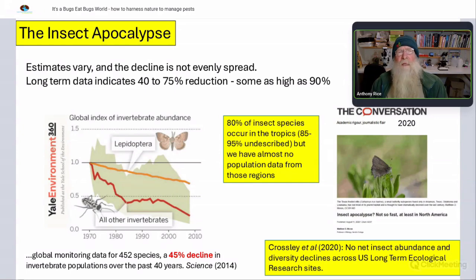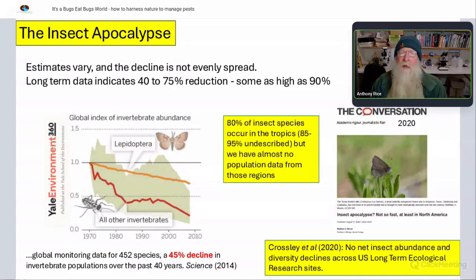One of the things that's really disturbing is that not much of this data has come out of the tropics, and over 80% of insect species occur in the tropics, though most of them are undescribed. We don't actually know what they are. But we have almost no data from these regions.